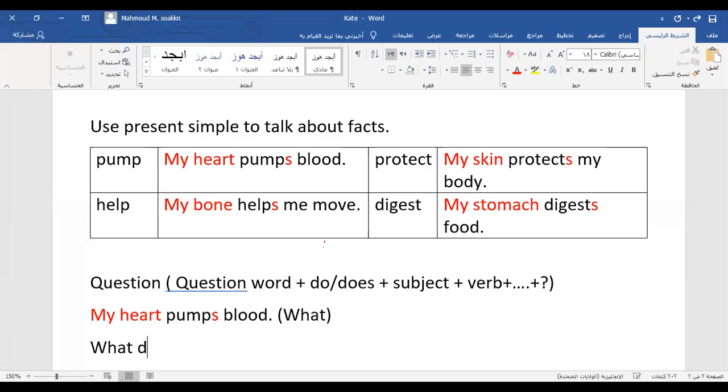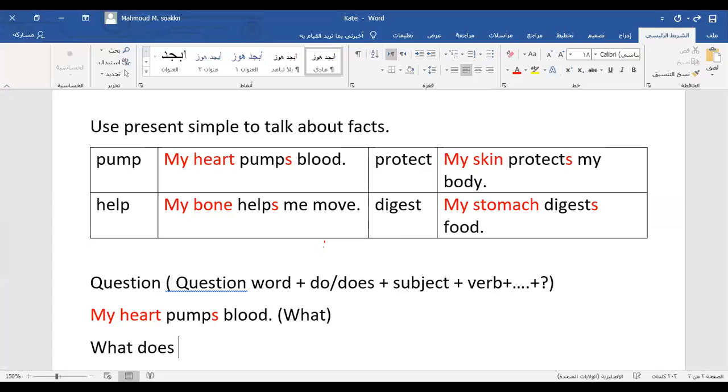Does. Okay. Why do we write does here? Because the verb ends with S. Can you say it, please? Because the verb ends with S. Okay. So when the verb ends with S, we use does.